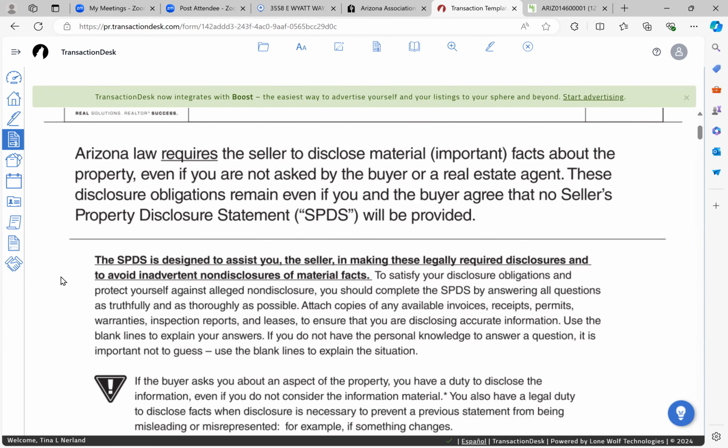This is designed to assist you, the seller, in making these legally required disclosures and to avoid inadvertent non-disclosures of material facts. To satisfy your disclosure obligations and protect yourself against alleged non-disclosure, you should complete the SPUDS by answering all questions as truthfully and as thoroughly as possible. Attach copies of any available invoices, receipts, permits, warranties, inspection reports, and leases to ensure that you are disclosing accurate information. Use the blank lines to explain your answers. If you do not have the personal knowledge to answer a question, it is important not to guess. Use the blank lines to explain the situation.